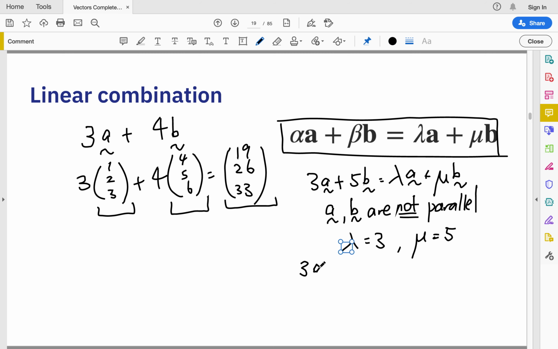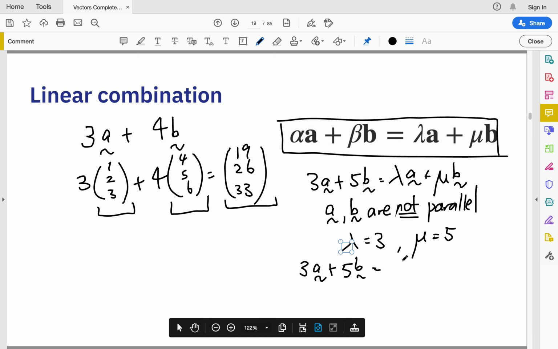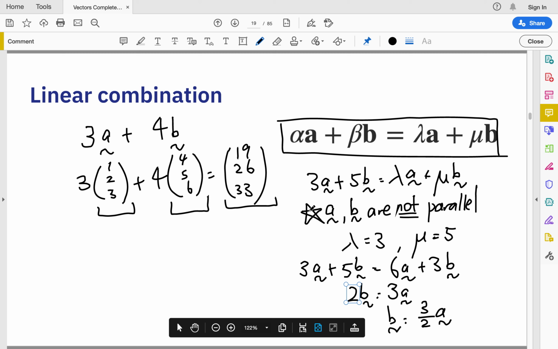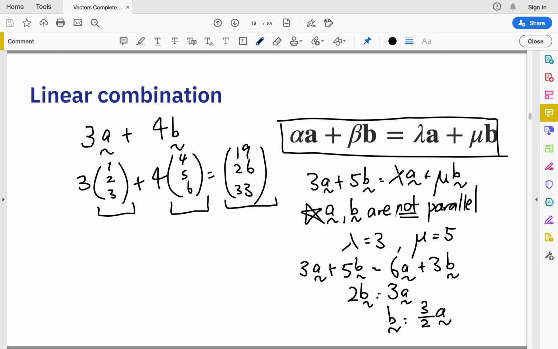Why can't it be, say, 3a plus 5b equals to 6a plus 3b? So let's say this is possible. Okay, let's move the a and b terms around so we get 2b equals to 3a. And if we divide both sides by 2, we get b equals to 3 over 2 a. But this would mean that since b is now a scalar multiple of vector a, a and b are parallel. But our condition was that a and b are not parallel. So this is the important theorem. Whenever you are basically comparing coefficients, you can just conclude that lambda is equals to 3 and mu is equals to 5 without any hesitation at all.